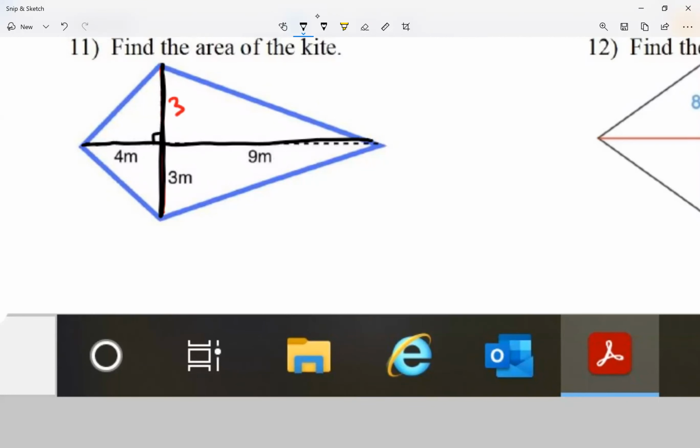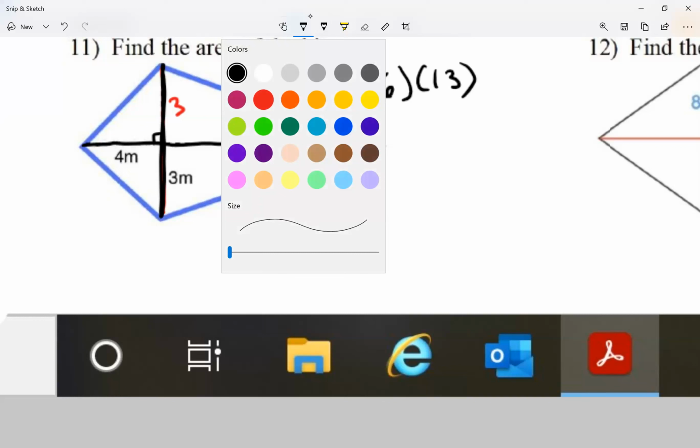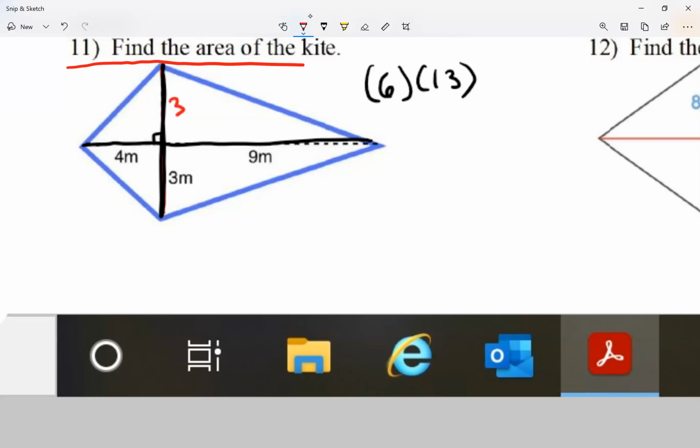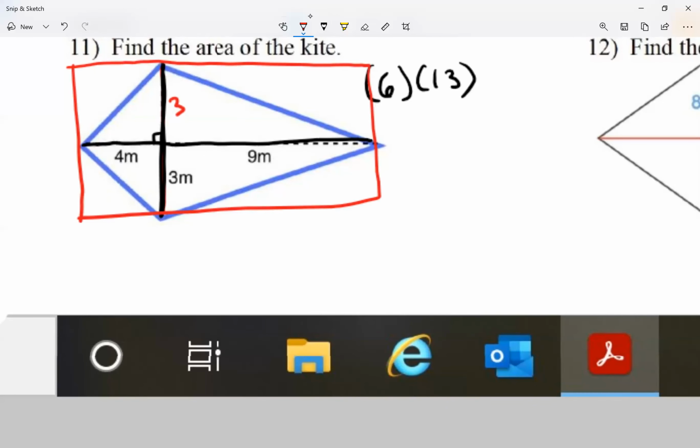If I was to multiply 6 times 13, again, those are the measurements of my diagonals, one diagonal 6, the other one 13, that will give me a rectangle. But notice the kite, it's only half of the rectangle. The reason I said it's only half, because look at my top left square. Notice how the kite is only half of the rectangle.